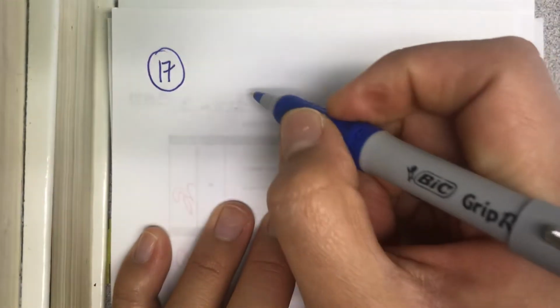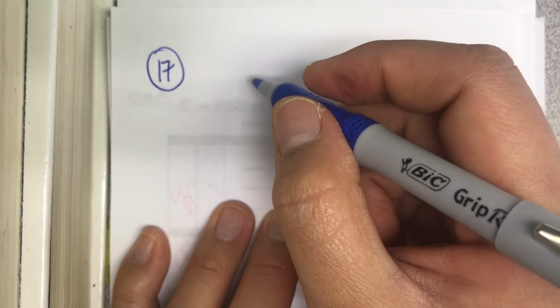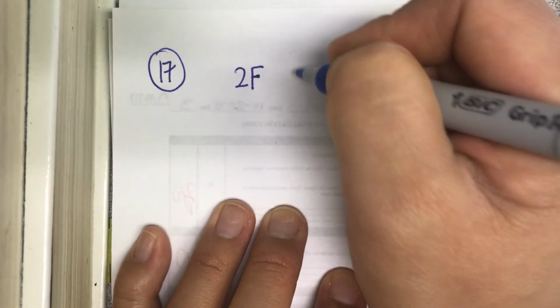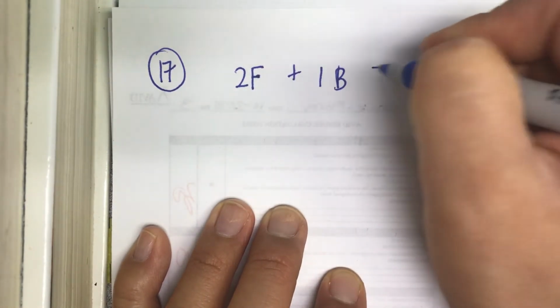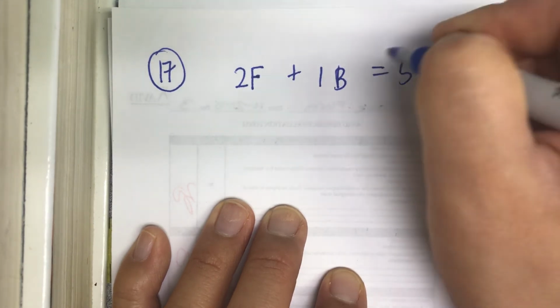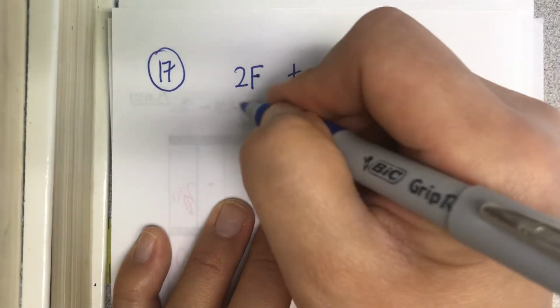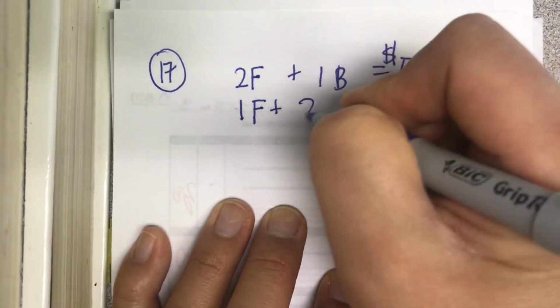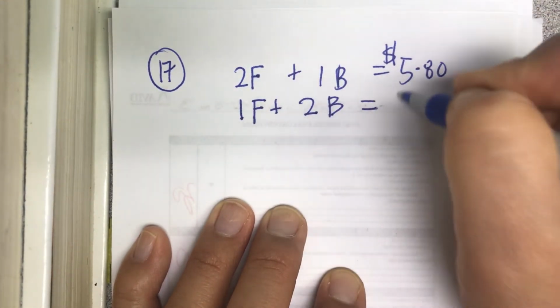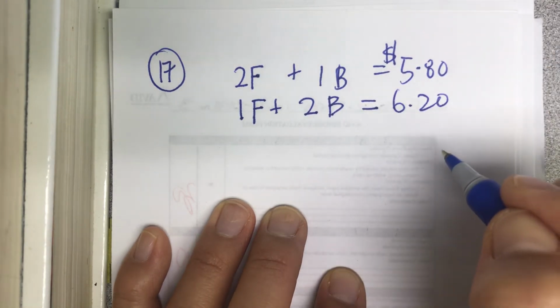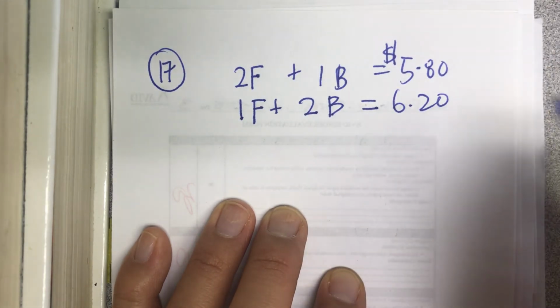This next question is super easy. Number 17. It says at Dina's Diner, an order of 2 bags of French fries and 1 burger costs $5.80. An order of 1 bag of French fries and 2 burgers costs $6.20. What is the cost of orders of 3 bags of French fries?